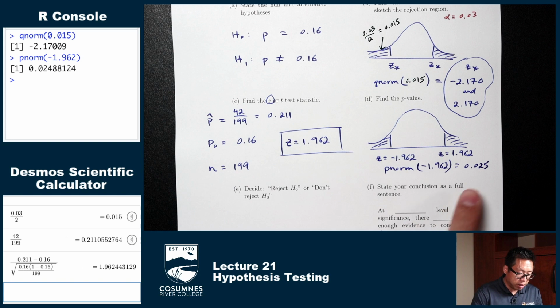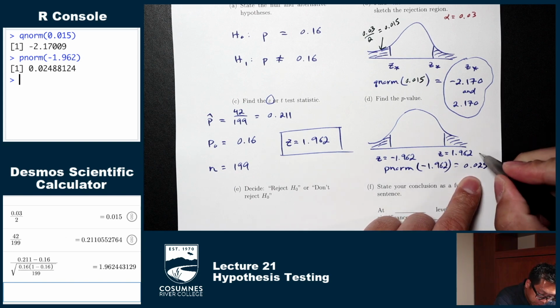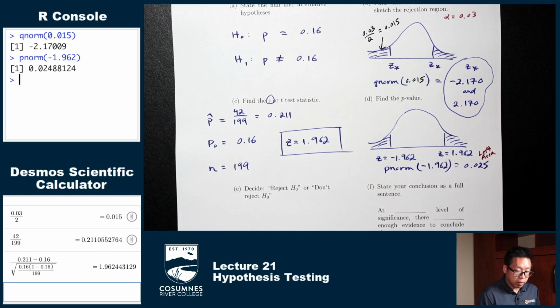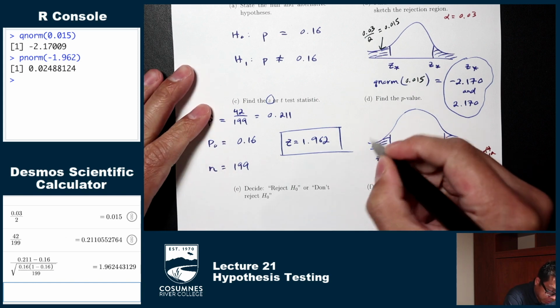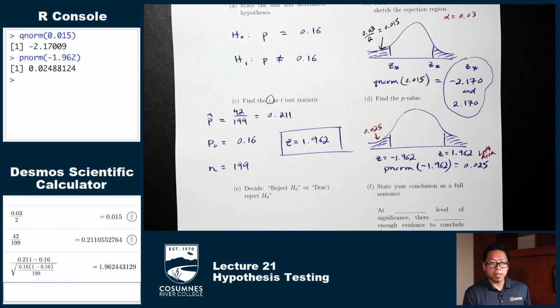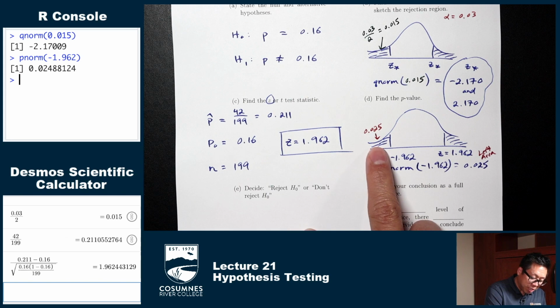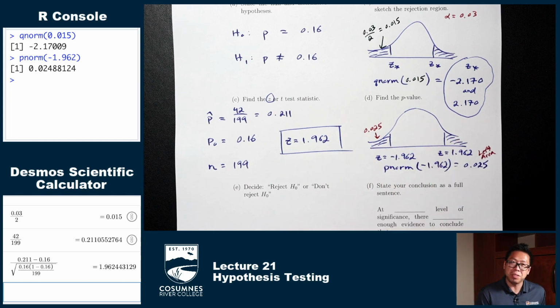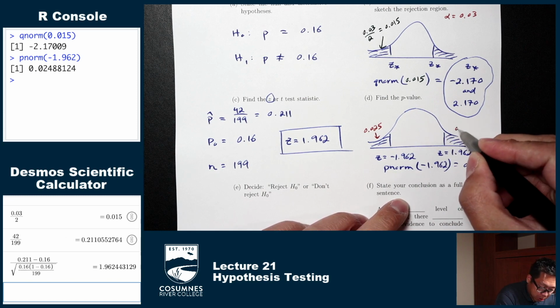Okay, the way pnorm works is it gives you the area to the left. So this is a left area. It gives you the area to the left of negative 1.962, which means this part is 0.025. Okay, I want the area of both together, right? So if this one is 0.025, you can probably guess that the area on the right side here is the same because it looks the same, and you will be correct. The area on the right side here is also 0.025.